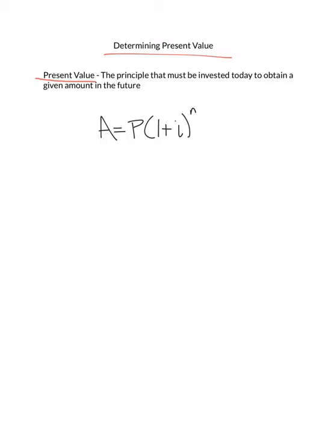In this lesson, we're going to be talking about present value. Present value is defined as the principal that must be invested today to obtain a given amount in the future. So what I have here is the formula that we learned last week.